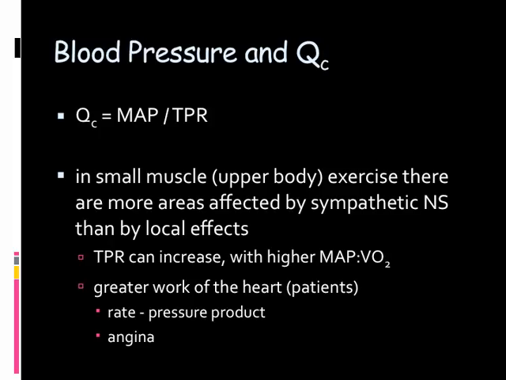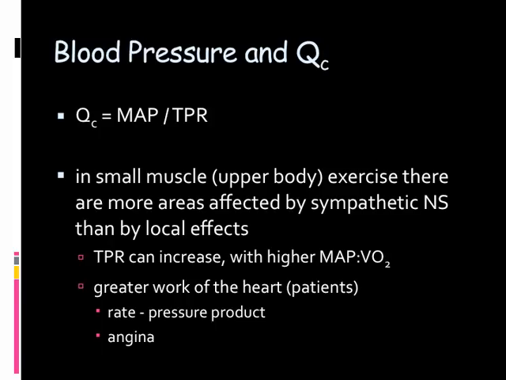or pushing a wheelchair. In this case, with a smaller muscle mass, then you might actually have more areas being affected by the sympathetic vasoconstriction, the activity of the sympathetic nervous system, than you have experiencing vasodilation caused by these local humoral effects. In this case, total peripheral resistance can actually increase during exercise, which means you really have to push the blood hard in order to generate the flow you need.